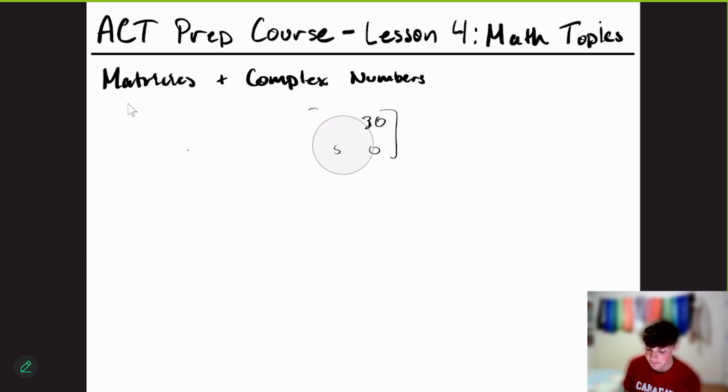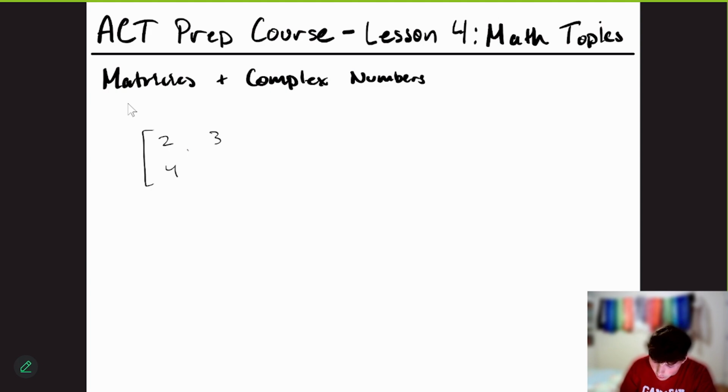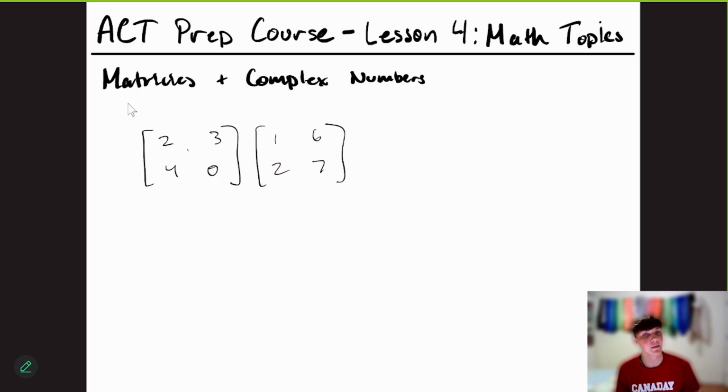There is one topic that shows up on the ACT that you should know for matrices that's a little bit more difficult, and that's multiplying two matrices together. Okay, so a little bit of background. Let's say we're multiplying 2, 3, 4, 0 times 1, 6, 2, 7. The requirement to multiply matrices together is not that they are the same size. I'll show you what actually matters.